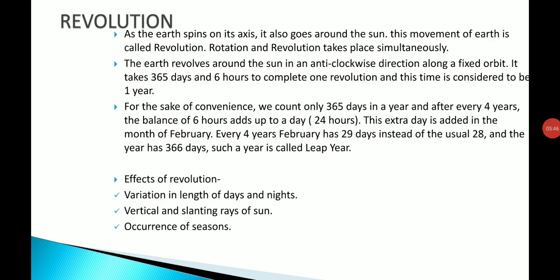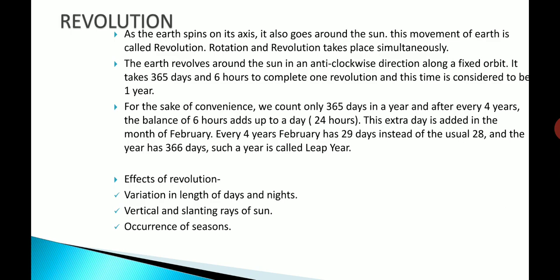Let's talk about revolution. As the earth spins on its axis, it also goes around the sun. This movement of the earth is called revolution. Rotation and revolution take place simultaneously. The earth revolves around the sun in an anti-clockwise direction along a fixed orbit.